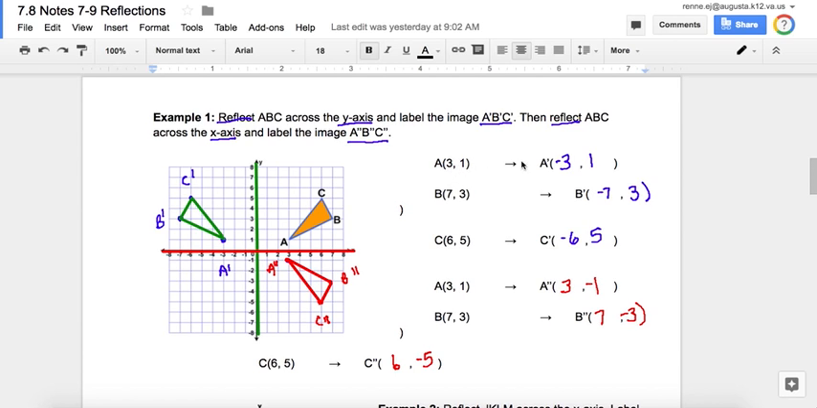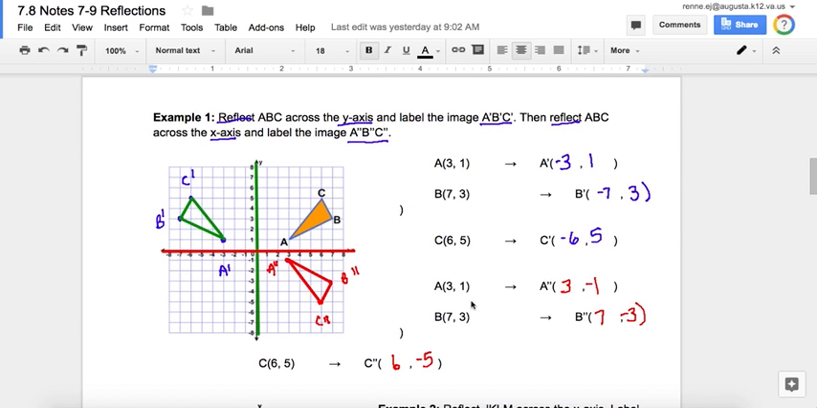Now study this. 3, 1, now it's -3, 1. Did the x coordinate or the y coordinate change? Hopefully you said the x coordinate because that's the first one. It changed from 3 to -3. Look at B. Changed from 7 to -7. And C changed from 6 to -6. So what can we conclude here? Well, when you flip over the y-axis, what coordinate changed? The x. And what did it change to? Its opposite.